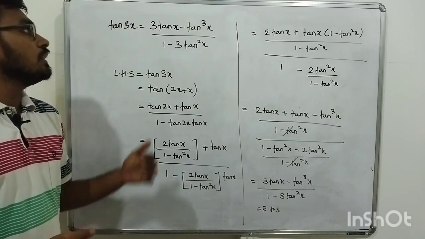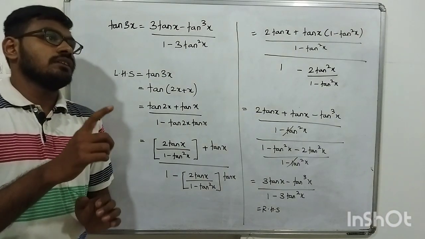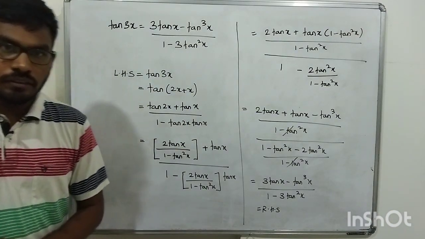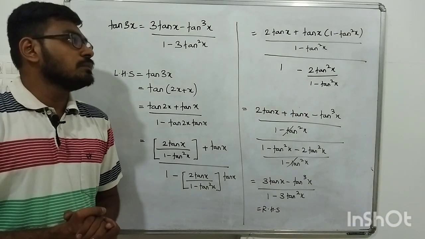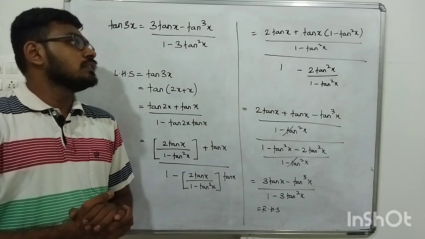So here we have finished all the trigonometric ratios for all the double angles and triple angles. In the next class, we'll solve problems similar to this, or some problems based on this.